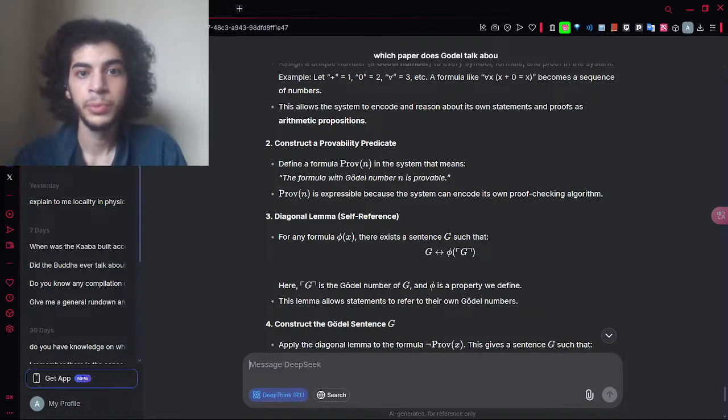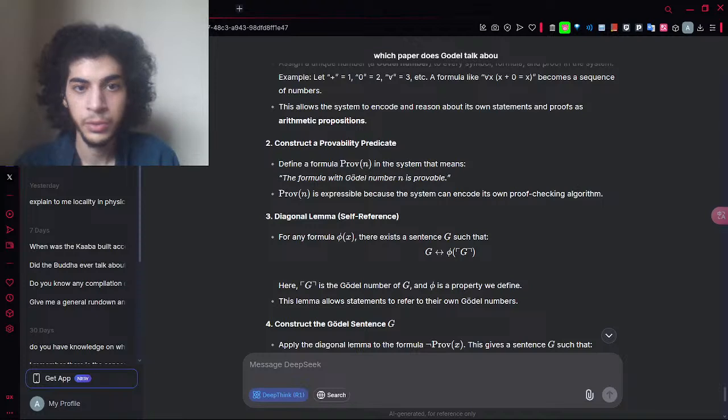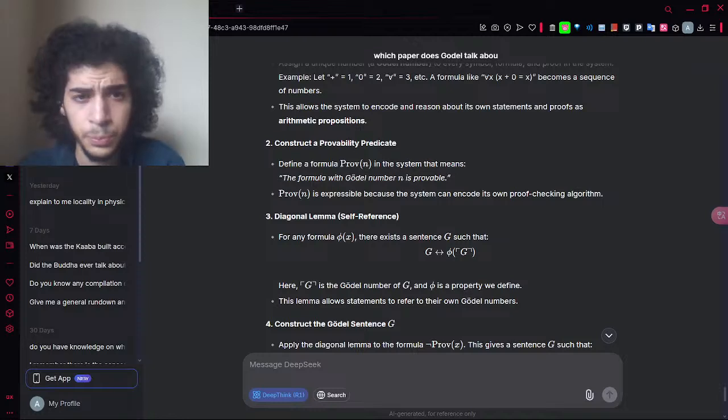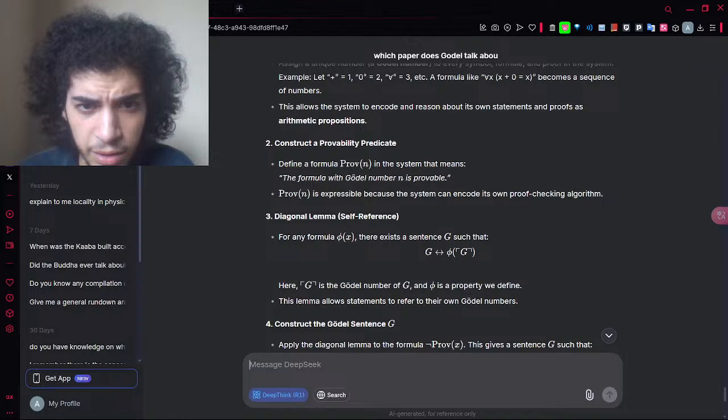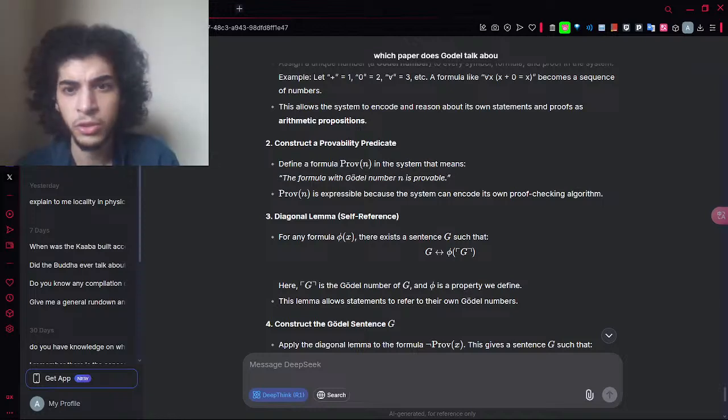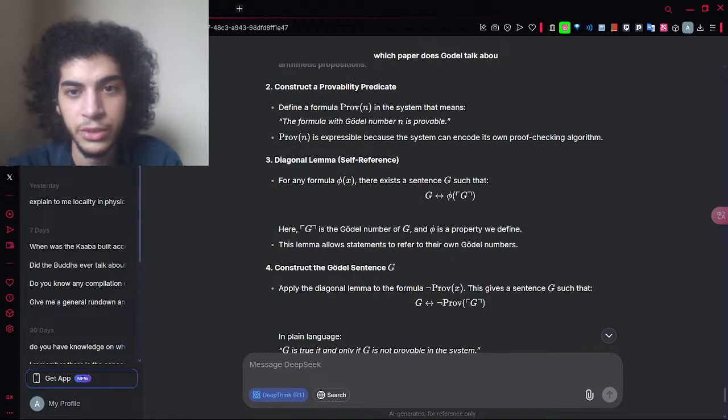Construct a provability predicate. Define a formula Prov(n) in the system that means the formula with Gödel number n is provable. Okay. Prov(n) is expressible because the system can encode its own proof-checking algorithm. Okay, so the system can check its own proof.